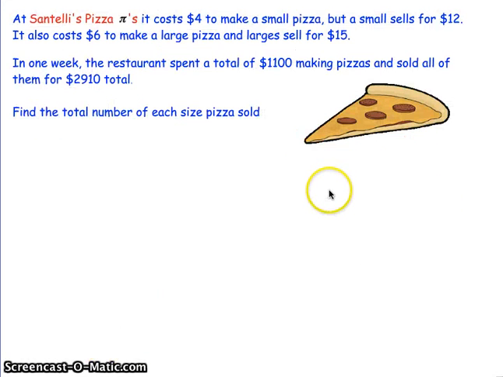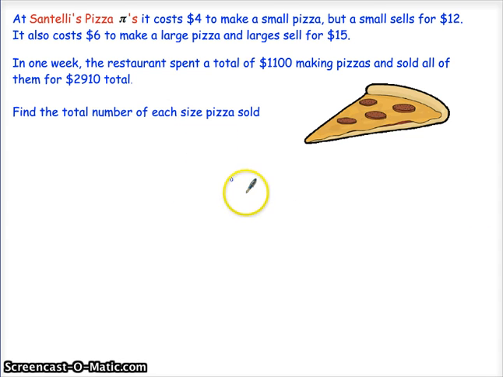Now, to solve a system that does have one solution, but show you where this can apply to the real world, here's an example of a real-world problem that you could solve using either substitution or elimination. At Santelli's Pizza Pies, it costs $4 to make a small pizza, but a small sells for $12. It also costs $6 to make a large, but larges sell for more. They sell for $15. In 1 week, the restaurant spent $1,100, but took in $2,910. Find the total number of each size pizza sold.